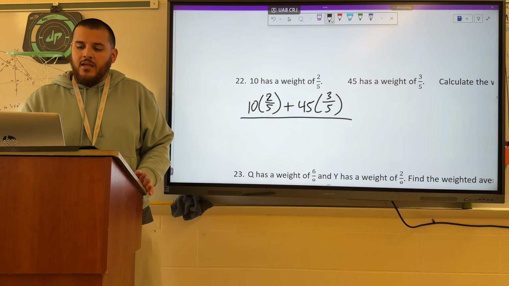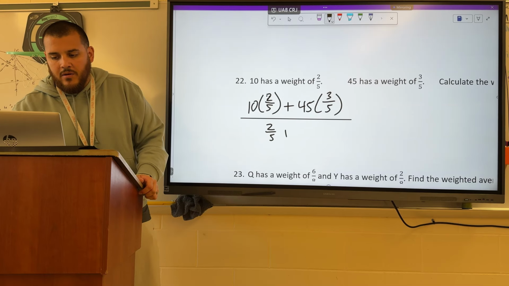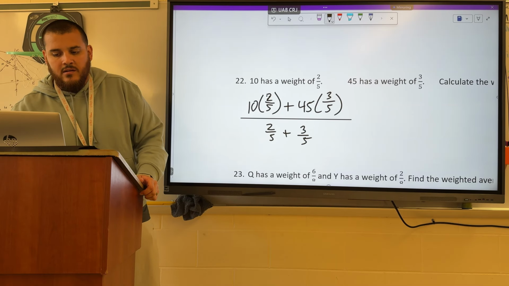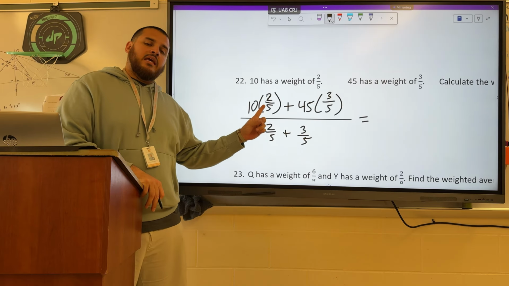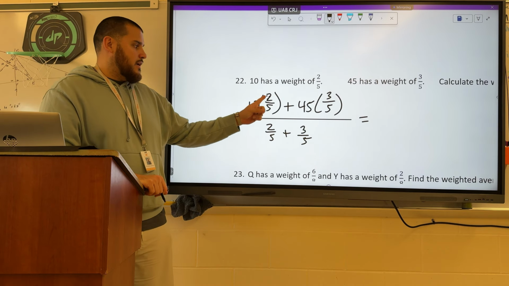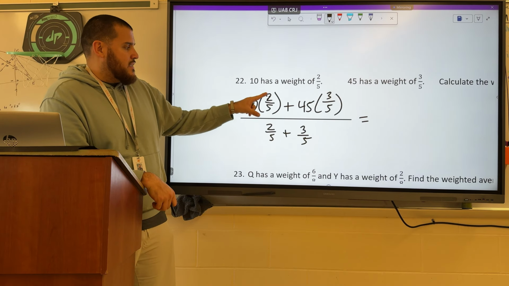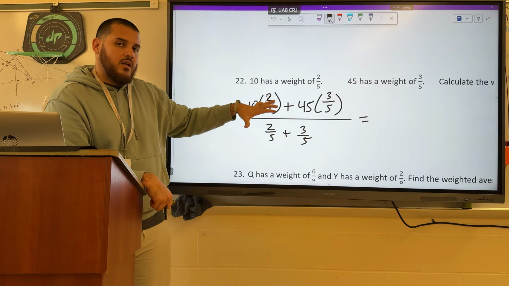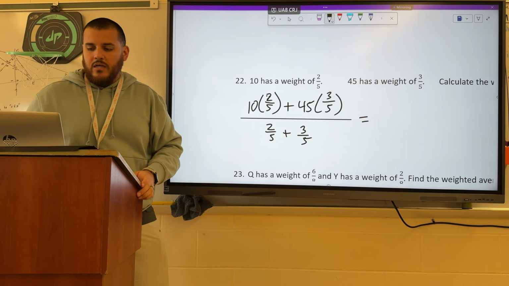Remember, we're dividing by the sum of our weights. That's adding the numbers that are in parentheses here. And then we are calculating, right? If we want to do 10 times 2/5, we'll do 10 times 2 divided by 5. We could leave that as a fraction. If we do 10 times 2, we get 20. We could leave it as 20 over 5. But if it's going to give us whole numbers throughout, we might as well write the whole numbers down.